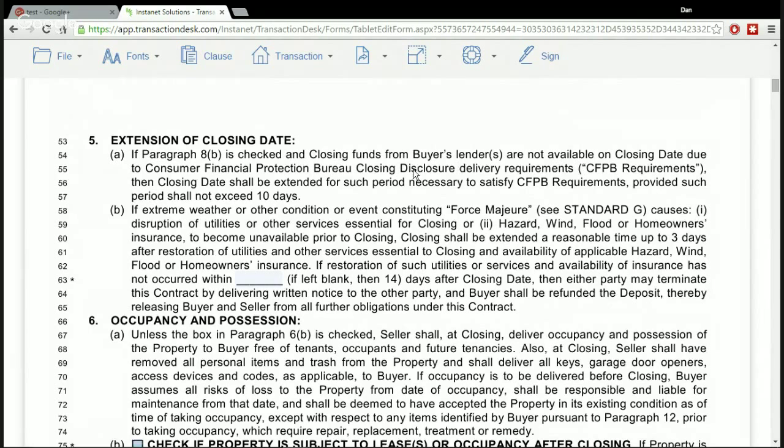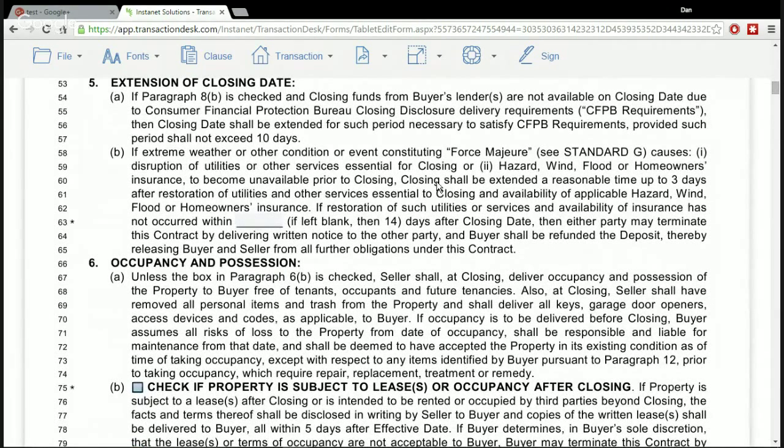So let's say everything is in place, but these rules, because they have to have certain documents out a certain number of days before closing, otherwise they cannot close on the closing date, it might get delayed. This rule here, this 5A, automatically extends the closing date for up to a maximum of 10 days if it's delayed as a result of these CFPB requirements, or the TRID requirements. So that's that.